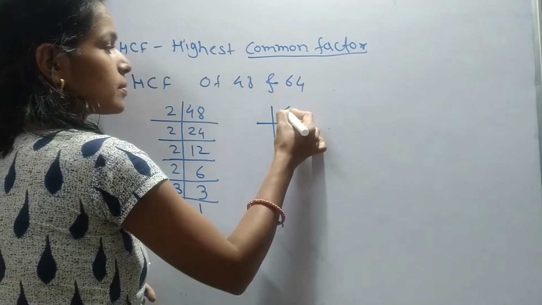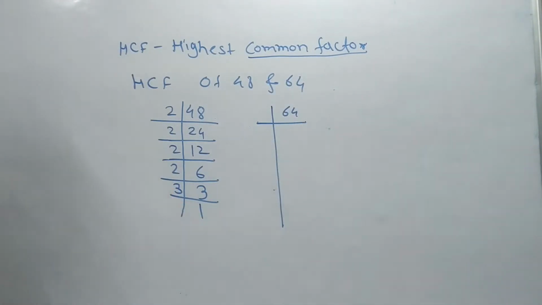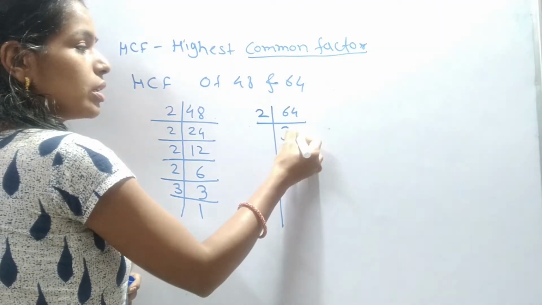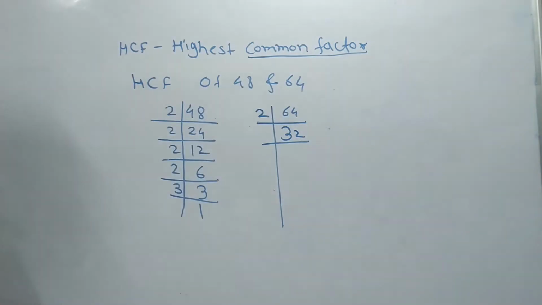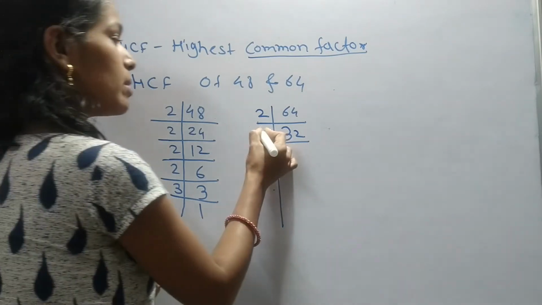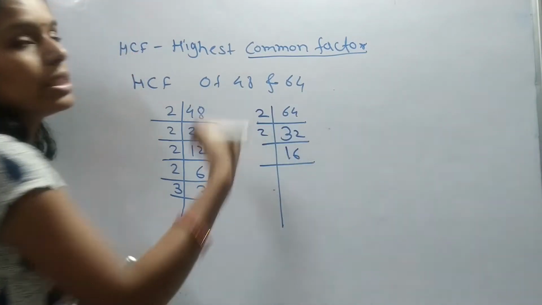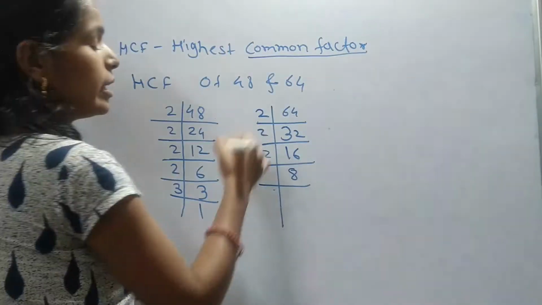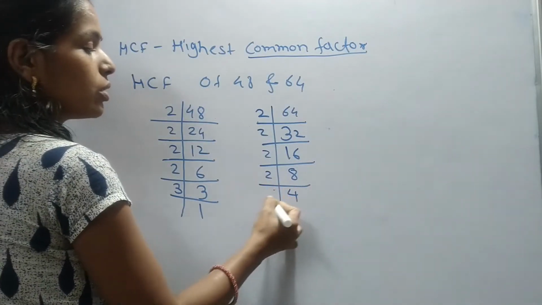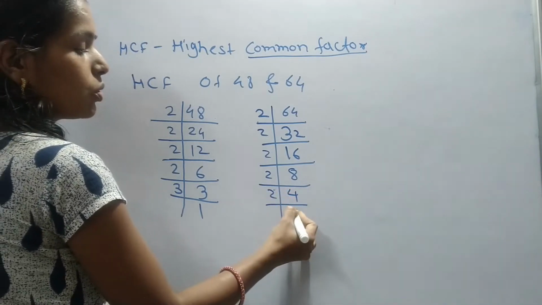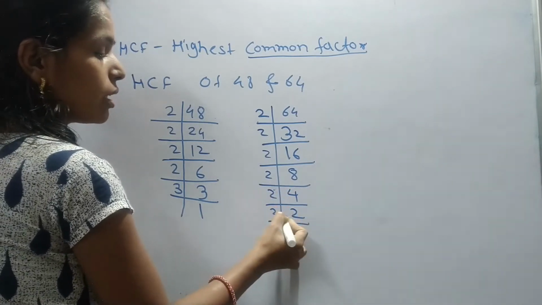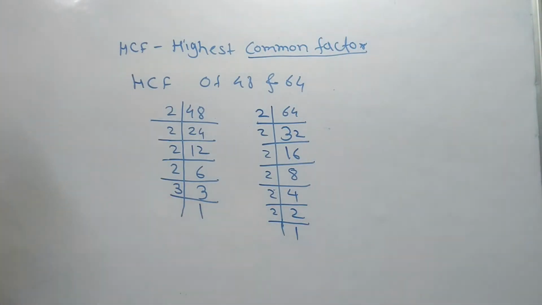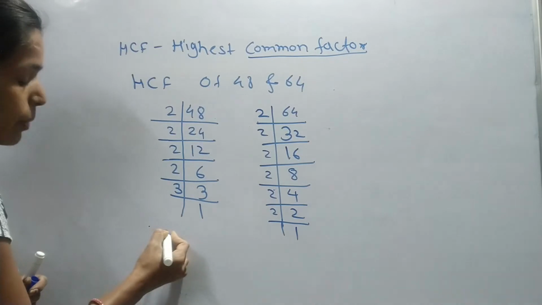Now let's factorize 64. 64 is again an even number. It is divisible by 2. So 2 32s are 64. Then if you divide 32 by 2, you will get 16 as a quotient. Then 16 is an even number, it is divisible by 2. Divided by 2, you will get quotient 8. 8 is again divisible by 2, you will get the quotient 4. 4 is again divisible by 2, you will get the quotient 2, and 2 is a prime number, so you will get the final factor 1.